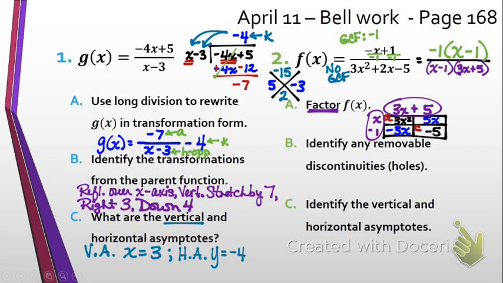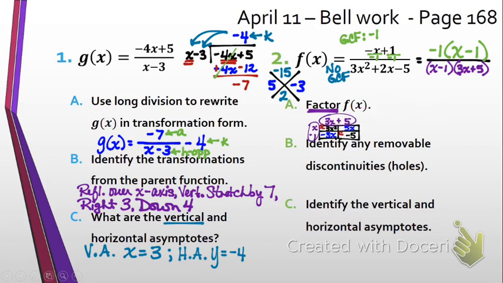All right, so I've rewritten my numerator. I've rewritten my denominator. Do you guys see anything that will cancel? X minus 1. The x minus 1s are going to cancel. So when I factor f of x and reduce it, what do I have left? Negative 1 over 3x plus 5 is absolutely correct.